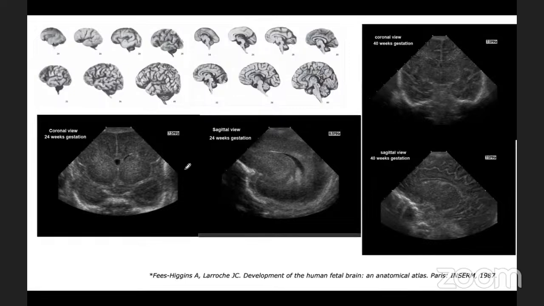How does this appear on the ultrasound? If you see, this is a coronal view in the 24-weeker, a very smooth brain, not much appreciable sulci and gyri. And this is the sagittal section, the same, smooth, and this is normal. But if you find this in a term baby, it will be abnormal. And same as in 40 weeks gestation, in the coronal plane, you will see sulci and gyri here, and in the sagittal view, how you can appreciate the sulci and gyri.